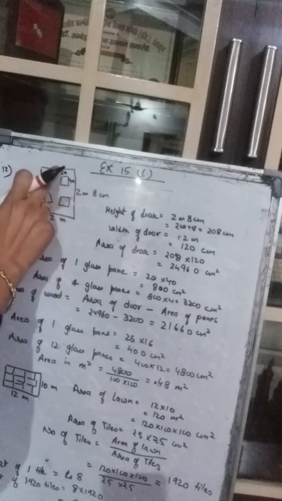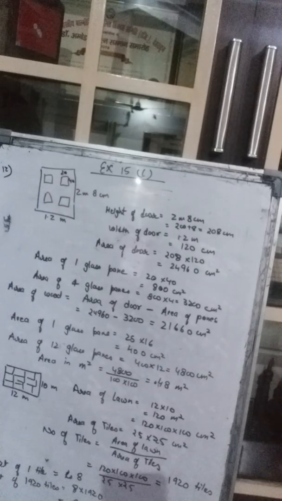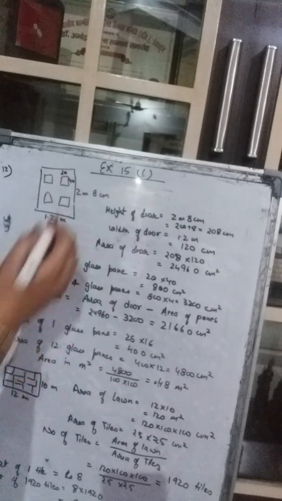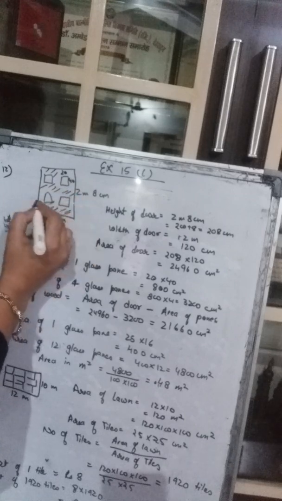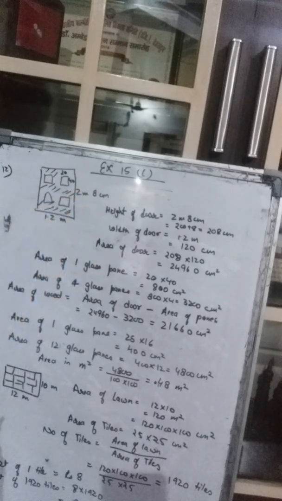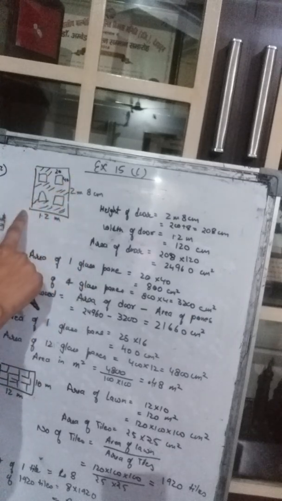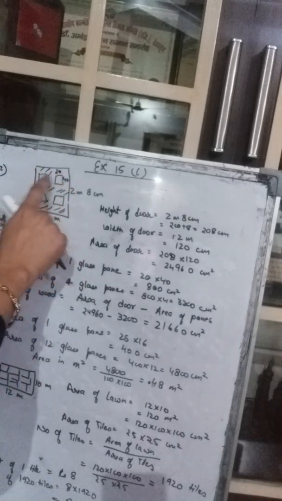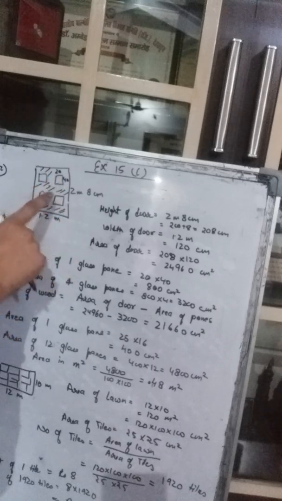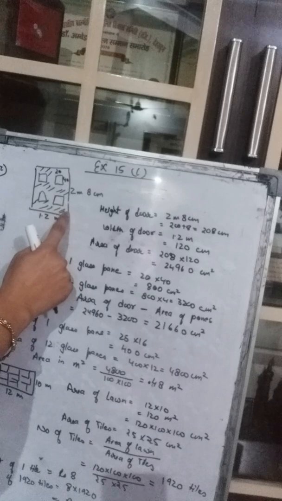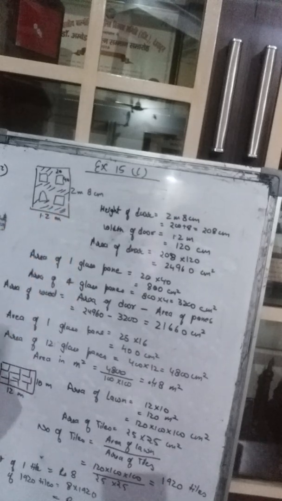Each glass section measures 20 centimeter by 40 centimeter. We have to find out what is the area of the wood. That means this remaining portion, the wood area, we have to find out. So girls, for this, first let's find out the area of this door and then we will find out the area of these glass panes, right? And we can subtract them. You will get the area of the wood, isn't it? So first let us find out the area of the door.